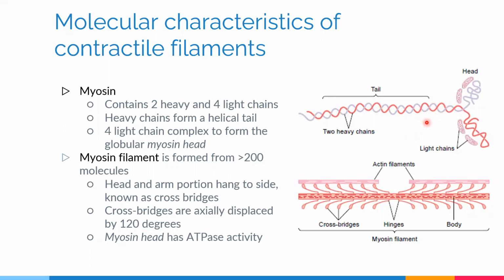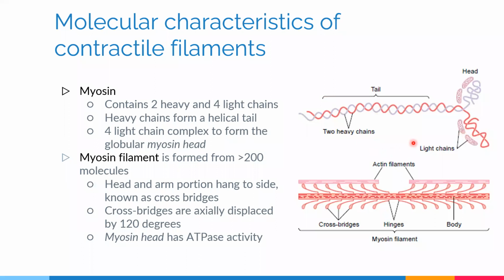There are also four separate light chains that are present in the myosin molecule as well, which form the globular myosin head, which is this structure right here. And these are the light chains. The whole myosin filament that we have just seen that forms the myofibril has more than 200 molecules of these myosins.